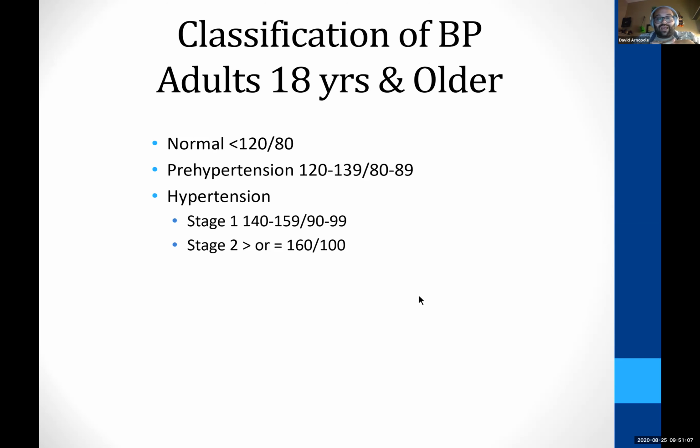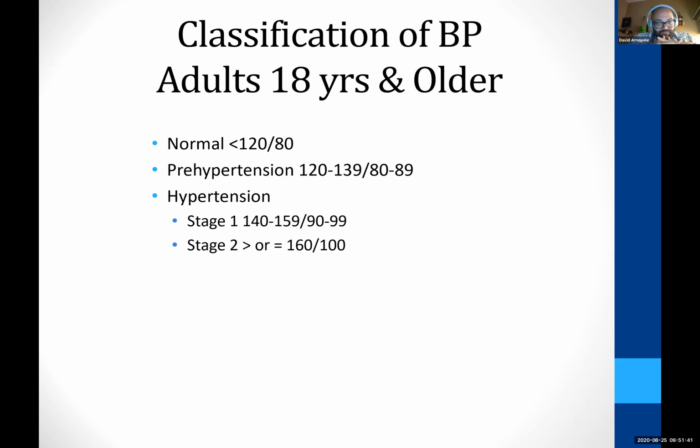With that being said, both of these do not have to be there. If you've got a patient whose blood pressure is 119 over 87, they're prehypertensive. You only need one of these numbers to be in there to be considered in this category. If somebody's blood pressure is 137 over 102, they're stage 2 hypertension. Only one of the numbers has to be there.